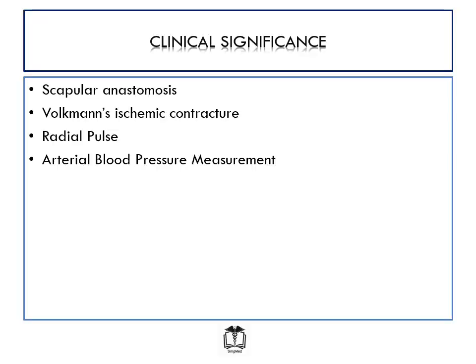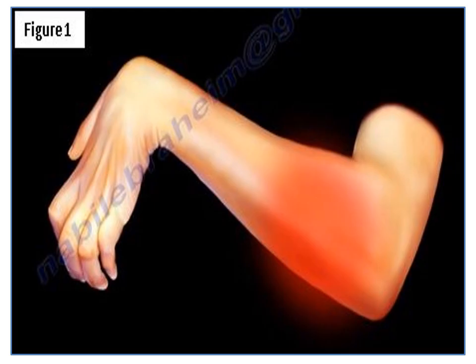What is the clinical significance of the arterial supply to the upper limb? This includes scapular anastomosis, which we'll talk about very soon. Volkmann's ischemic contracture, which is a pathology due to damage of one of the arteries we mentioned when talking about the brachial artery. The radial pulse, which is a clinically applicable artery we tend to use when examining the pulse rate. And then finally, the arterial blood pressure, which is measured usually at the cubital fossa where the brachial artery tends to bifurcate. Starting with this, is an image of a person with Volkmann's ischemic contracture.